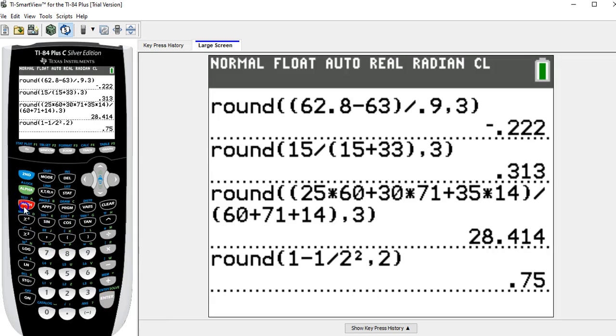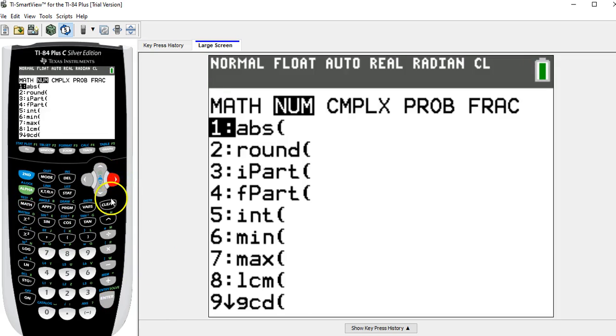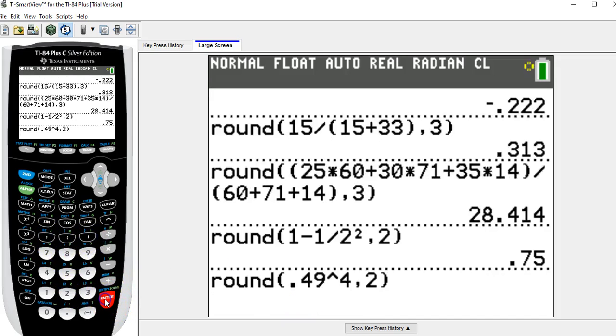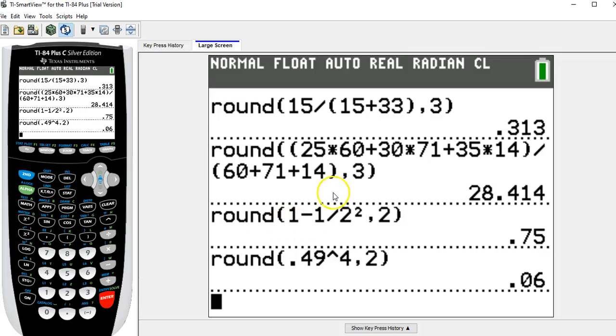Start it with math, num, round. And this one said 0.49 to the 4th power. So I'm putting 0.49. Now to raise a number to an exponent other than 2, this caret key that I'm pointing at is the exponent key, exponent 4. So that's going to raise 0.49 to the 4th power. I want to round this to 2 decimal places. And when I hit the magic button, I get 0.06 is the correct answer, rounded to 2 decimal places.